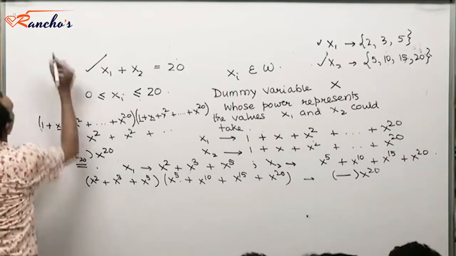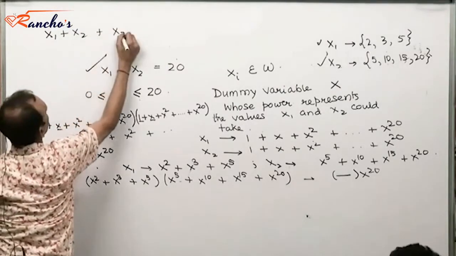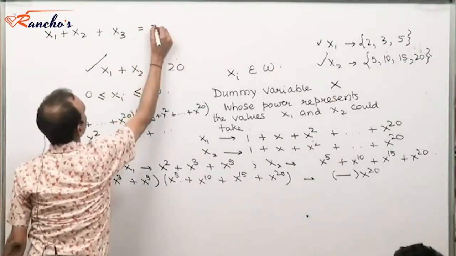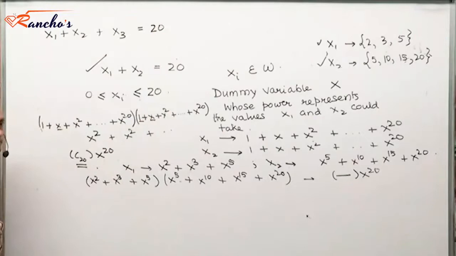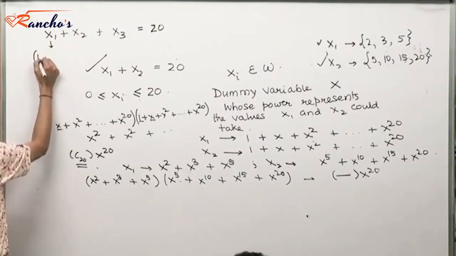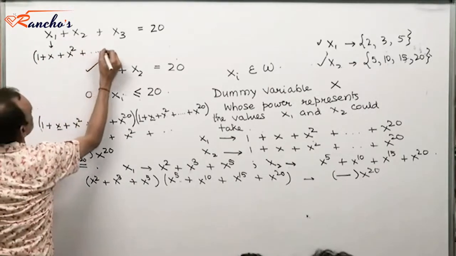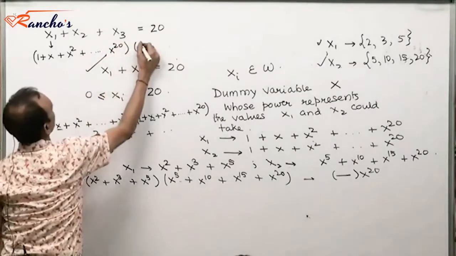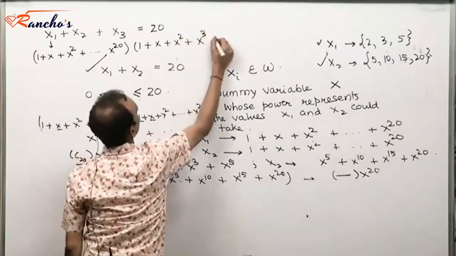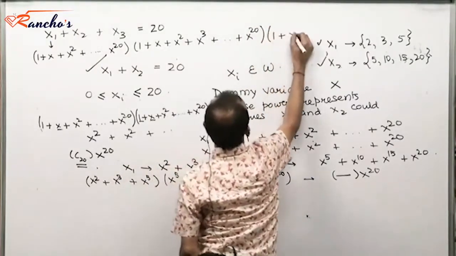So if I had, say, x1 plus x2 plus x3 adding up to, say, 20, where the xi's are whole numbers, then for x1 I'll construct a polynomial 1 plus x plus x squared and so on, up to x power 20. For x2 I'll construct this. For x3 also I'll construct this.